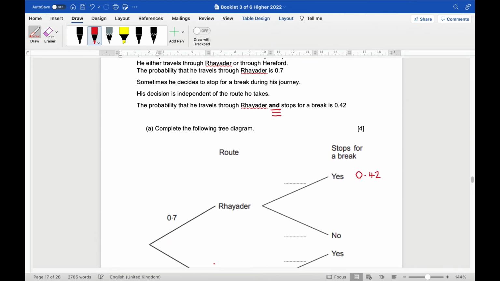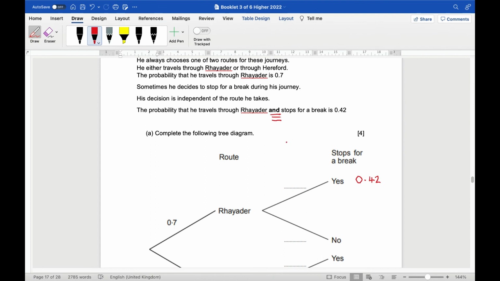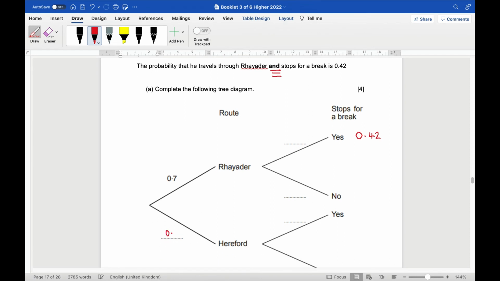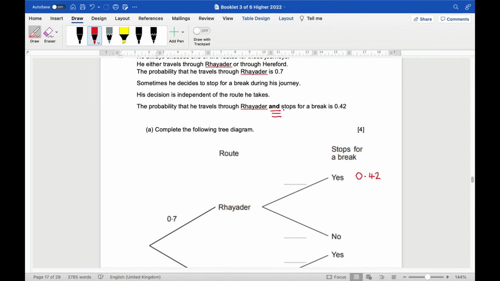A little bit of a variation here, the one I'm going to do, and be careful of this. A lot of people are going, right, let's put Ryder there, I can get that number right, no problem. I'm now looking at the question for one of these so I can fill this side in, stops for a break. And all you will see is this, stops for a break is 0.42, and you will put 0.12 there. Yes, if you stop for a break, it's 0.42, but you read, and there's a word in bold. The probability that he travels through Ryder and stops for a break is 0.42. They have given you the probability of that combination.